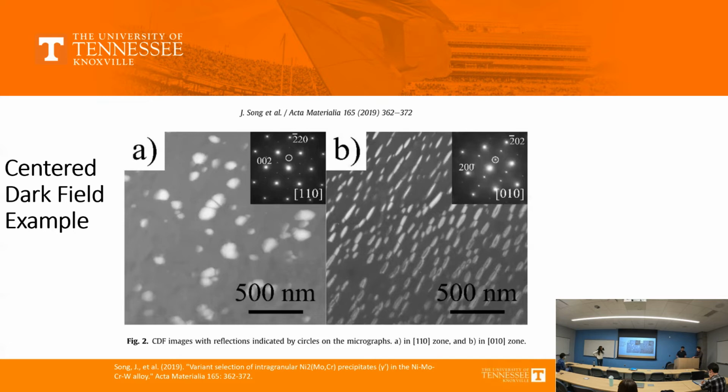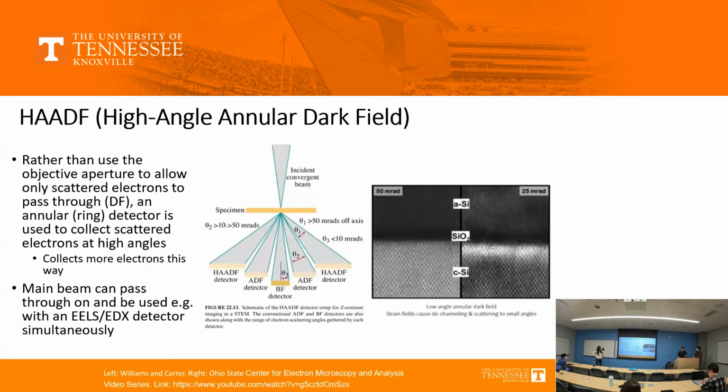Okay, so moving on from center dark field is a variant, high angle annular dark field. As opposed to the techniques we already discussed, where the beam passes through, and whether it is off axis or centered, you ended up just going straight down the optic axis to the detector, high angle annular dark field makes use of an annular, or ring-shaped, detector.